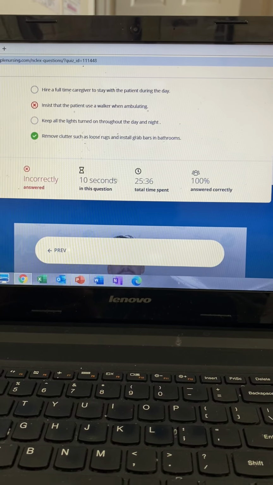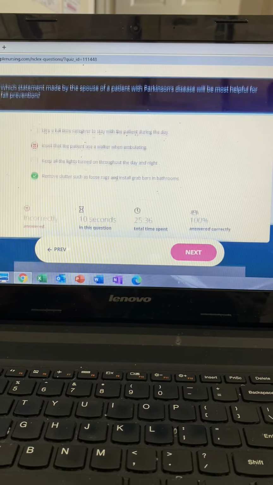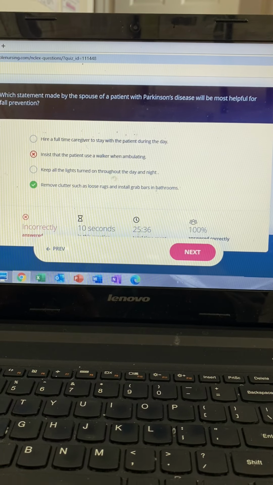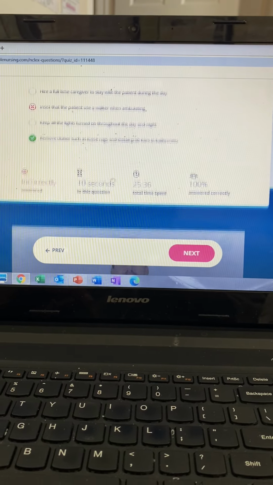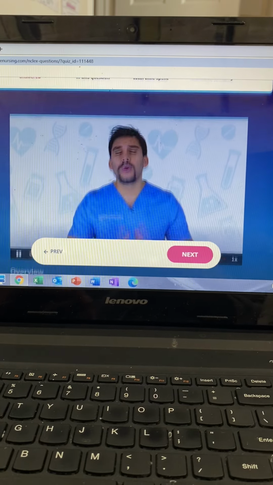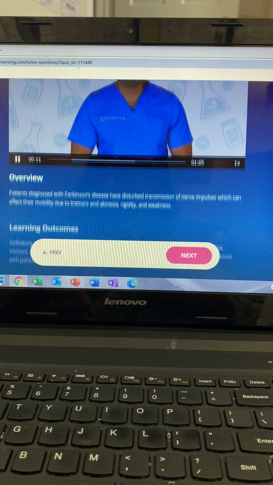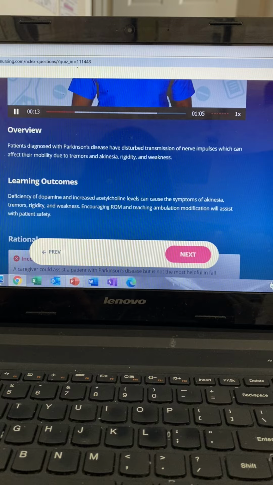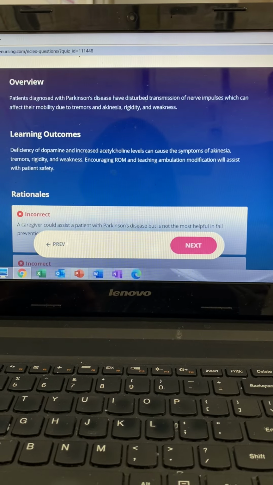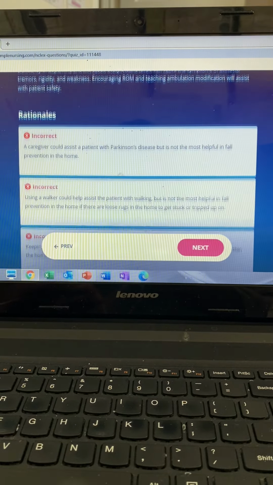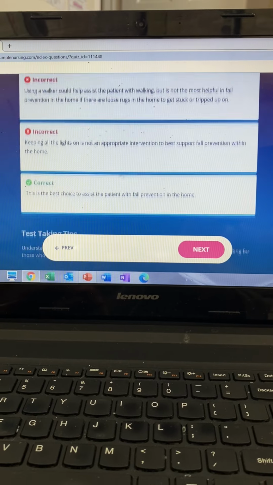Now, using our 3 steps, let's break this down. This question's asking for the most helpful statement for the key problem, fall prevention. So before looking at the options here, we're already thinking well-lit halls and no rugs. So the solution we're looking for are statements that would help prevent falling.